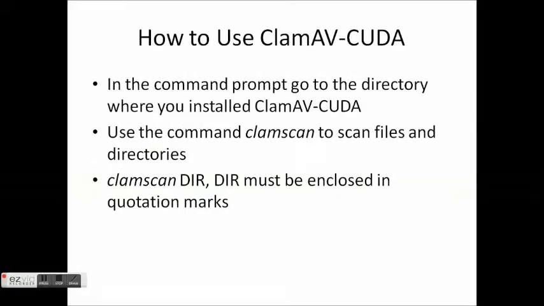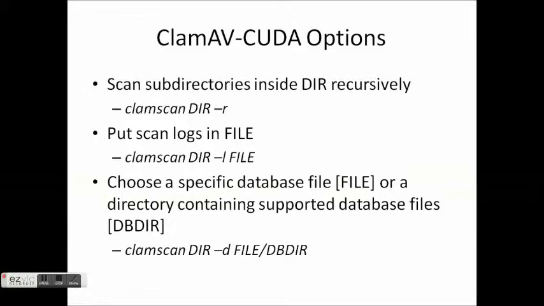Now, to use ClamAV CUDA, you have to open a command prompt and go to the directory where you installed ClamAV CUDA. Use the command clamscan to scan files and directories. You have to specify the directory and it must be enclosed in quotation marks. To scan subdirectories inside there recursively, you can use the -r option. To put scan logs in a file, you can use the option -L and the file that you want to save the scan logs to. You can use -D to choose a specific database file or a directory containing supported database files.